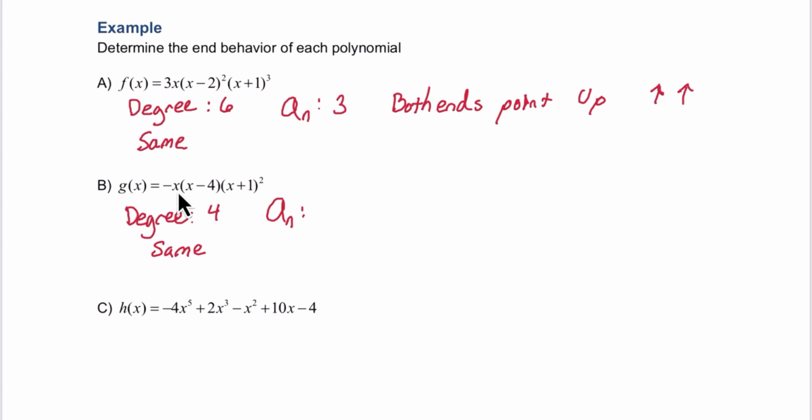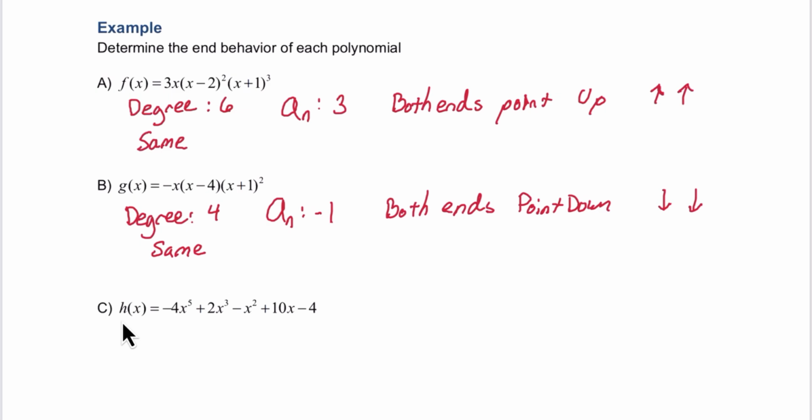And in this case, the leading coefficient is -1. And since a sub n is negative, that means both ends point down. So we'll have down and down.